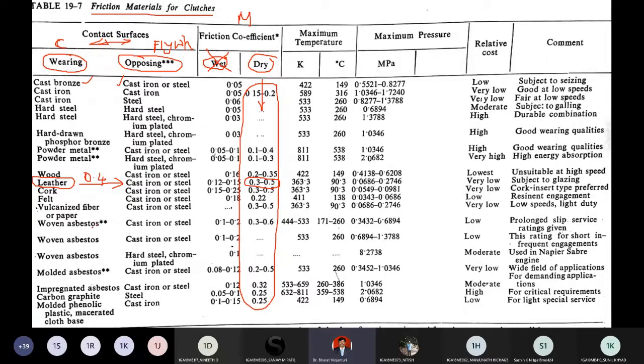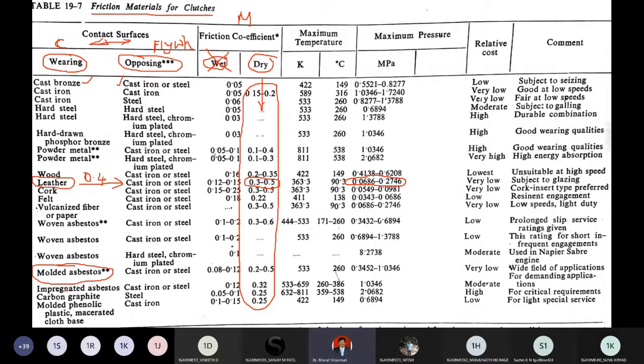Sometimes the question will not give the pressure. So once again, I'll take the maximum pressure here. Can you see here? This is the maximum pressure which the flywheel will be applying: 0.0686 megapascals to 0.746 megapascals. This is the maximum pressure I'll consider, and I'll take the average value. Now try to understand, guys, this is how the table is to be read. Sometimes it says asbestos. There are many types of asbestos, but we'll take molded asbestos.